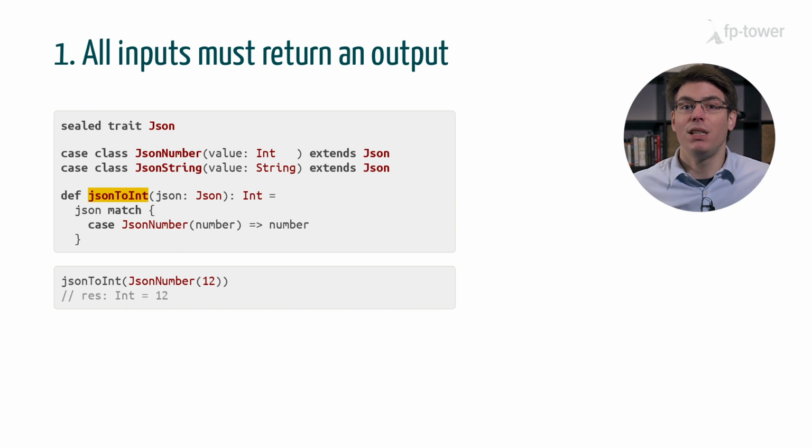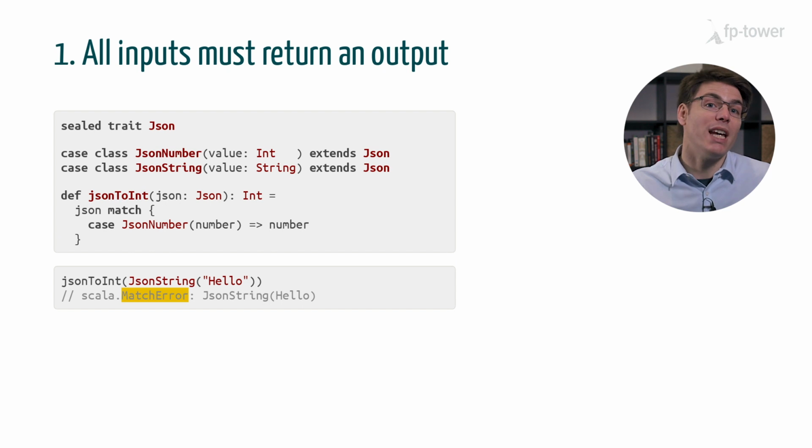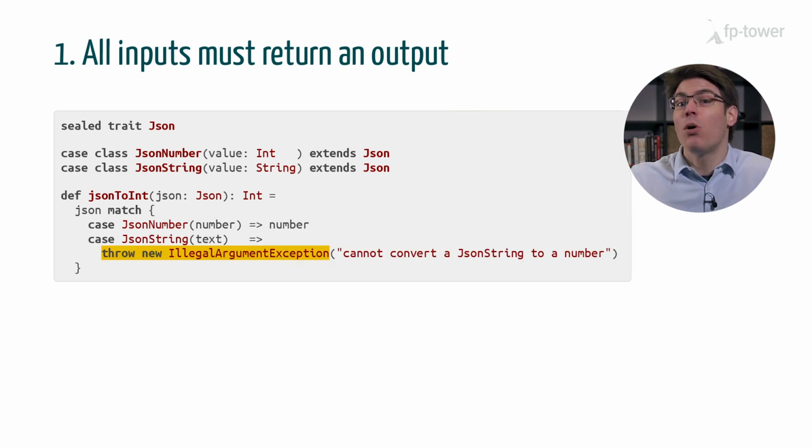For instance, if we define a function toInt on the JSON enumeration, we would get an exception if someone calls it with a JSON string. This is because the pattern match is not exhaustive. More generally, functions in FP cannot throw exceptions, because when they do, it is the same as saying this particular input is not supported. But by definition, an FP function must produce a valid result for all inputs.